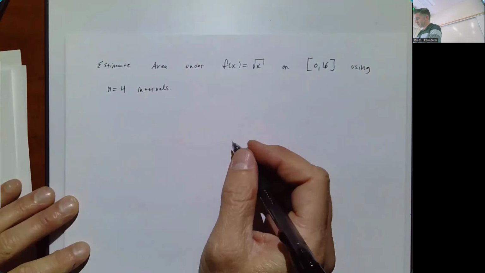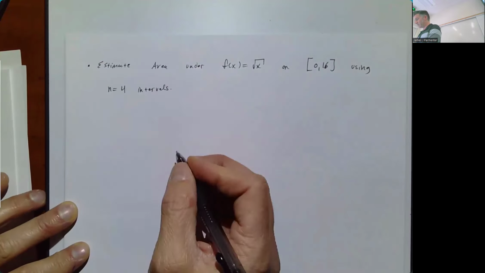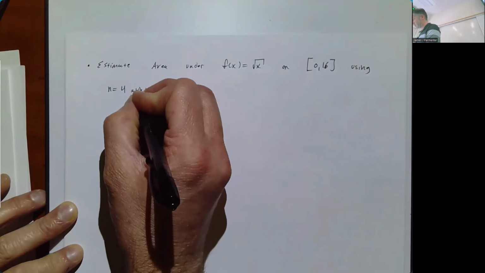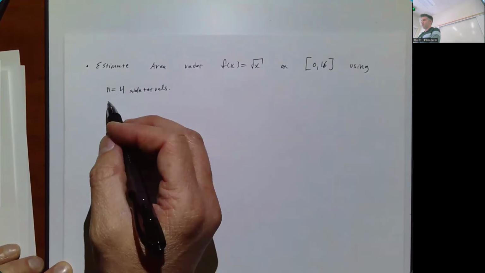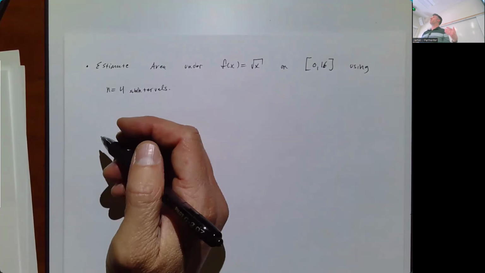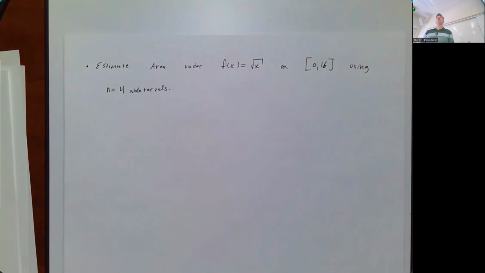I always go back and forth between calling them intervals and subintervals. I suppose subintervals is the correct term I should be using. This is the entire interval from 0 to 16, and I want 4 subintervals of equal width. Although they don't have to be equal width, we often choose to use equal width.